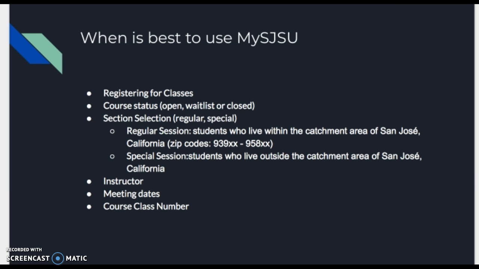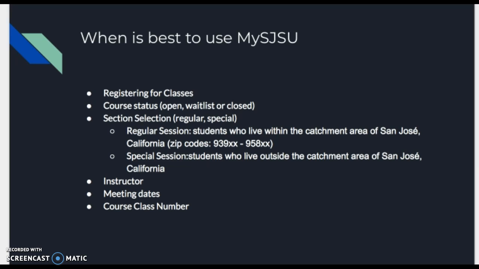When is it best to use the My CSU class search? When you're registering for classes to see the course status, whether or not it's open, waitlisted, or closed. Also, you must pay attention to the section selection, whether it's a regular section course or a special section course.